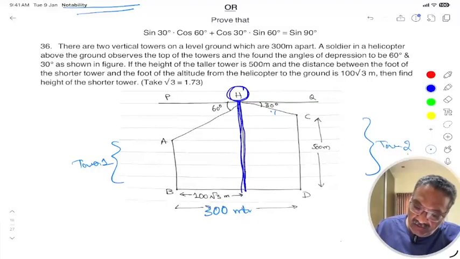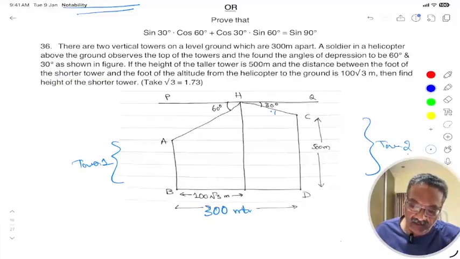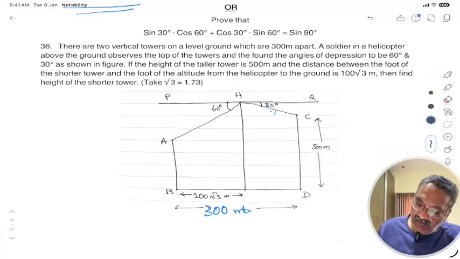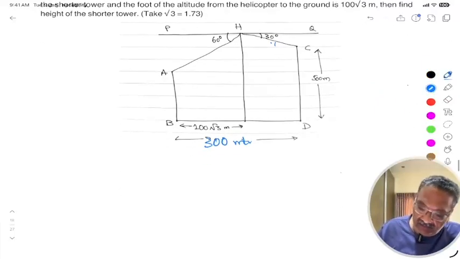The distance from the foot of the altitude to the foot of the shorter tower, the foot of the shorter tower being B, is 100 root 3. Then find the height of the shorter tower. So they are asking us AB. Since the drawing is given, not much to worry. What is given? Let us start with that.